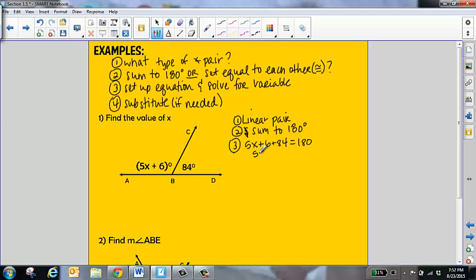So this is going to give us 5x plus 90 equals 180. If we subtract 90 from both sides, we get 5x equals 90. Divide both sides by 5, and we get x equals 18.